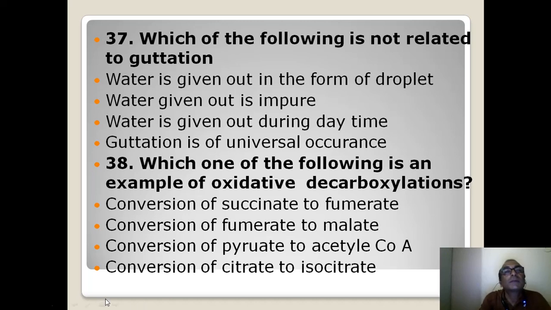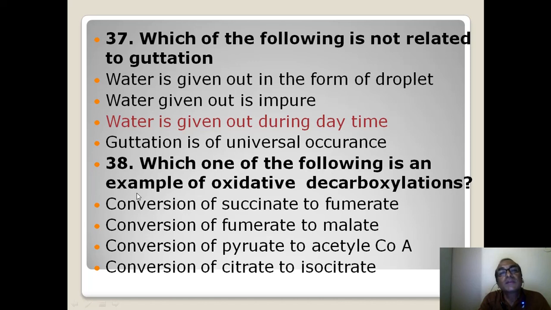So let's take up the options. Here A, B, C, D is missing, but it is in correct order. A, water is given out in the form of droplets. Water given out is impure. Water is given out during daytime. Guttation is of universal occurrence. Here remember, this guttation takes place in the night time. So the incorrect option will be water is given out during daytime.